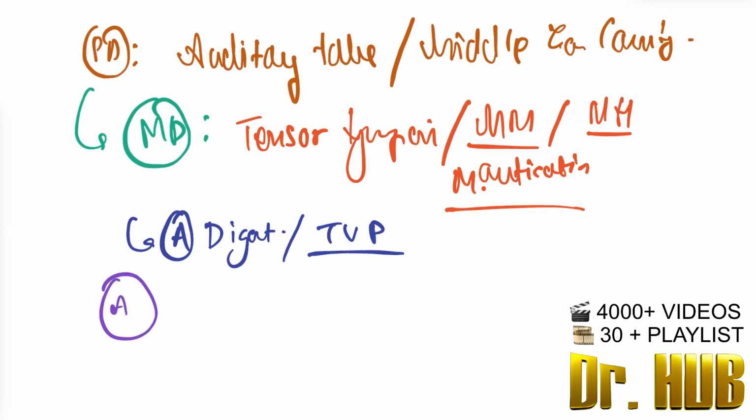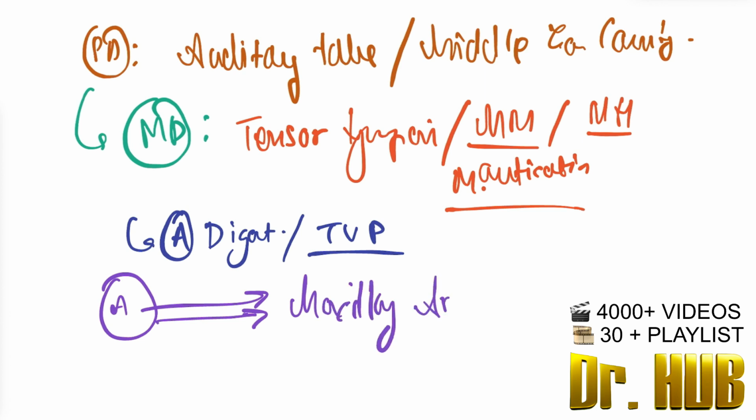Next, let's look at the arterial supply. The arterial supply will be the maxillary artery.